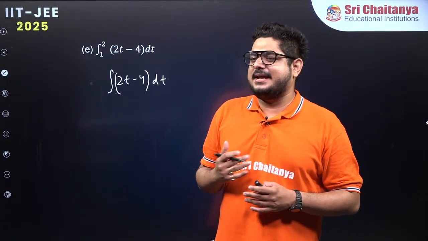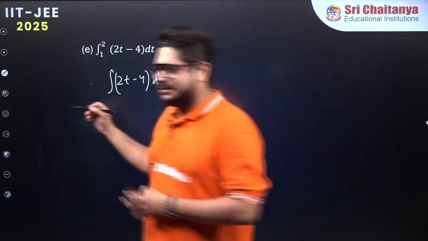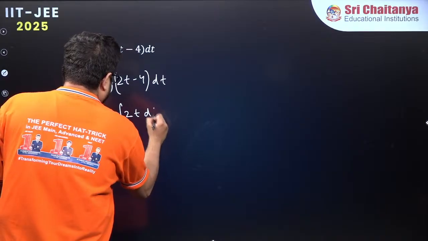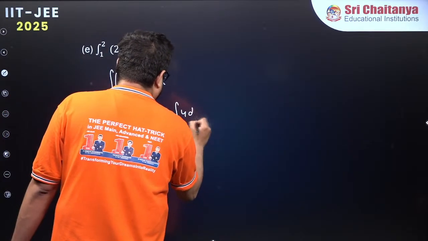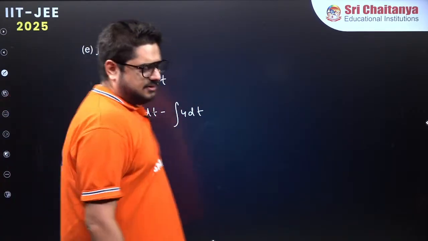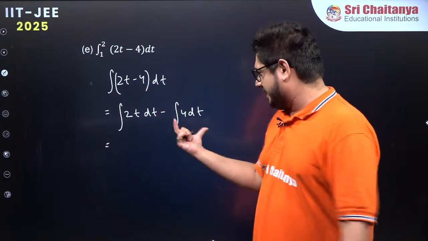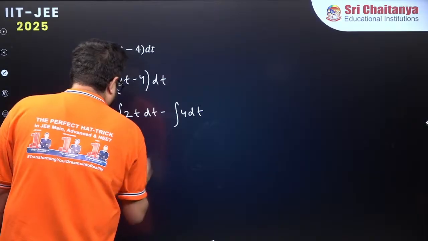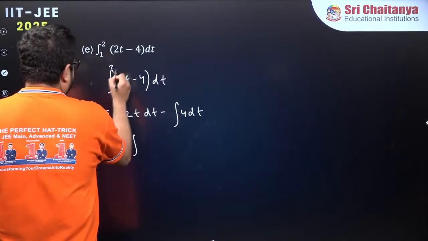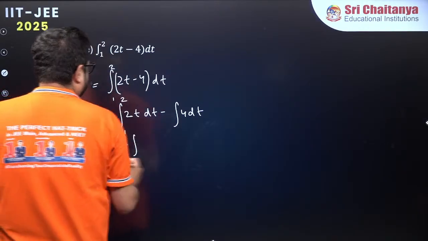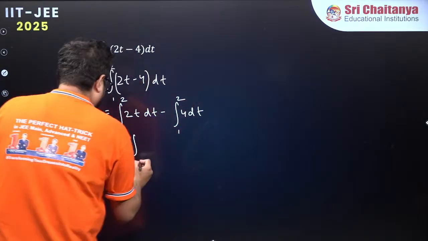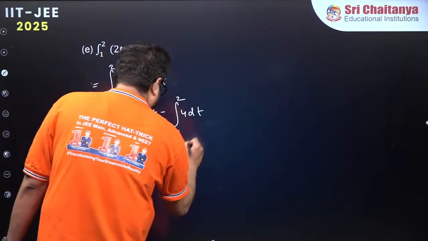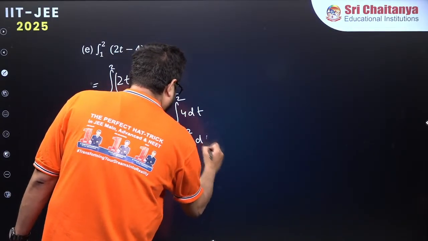Okay, minus 1 they are getting. Now tell me, this can be solved like this, isn't it? Integration of 2t dt minus integral of 4 dt. I hope this is going to be the expression. So now 2 is a constant, it can be taken outside that integral. Obviously don't forget the limits. So 2 times integral from 1 to 2 of t dt, minus 4 times integral from 1 to 2 of dt.